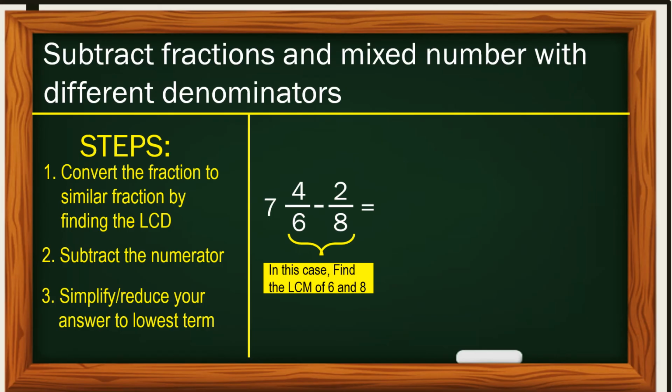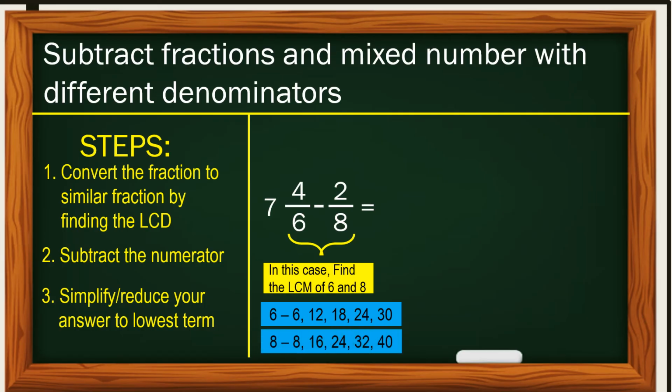So we're going to list down the multiples of 6. We have 6, 12, 18, 24, and 30. The multiples of 8, we have 8, 16, 24, 32, and 40. Now, the least common multiple is 24, and that will be our LCD.